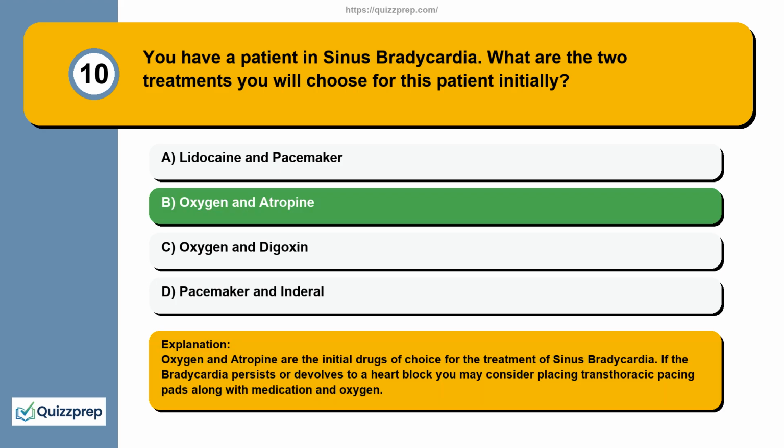Oxygen and atropine are the initial drugs of choice for the treatment of sinus bradycardia. If the bradycardia persists or devolves to a heart block, you may consider placing transthoracic pacing pads along with medication and oxygen.